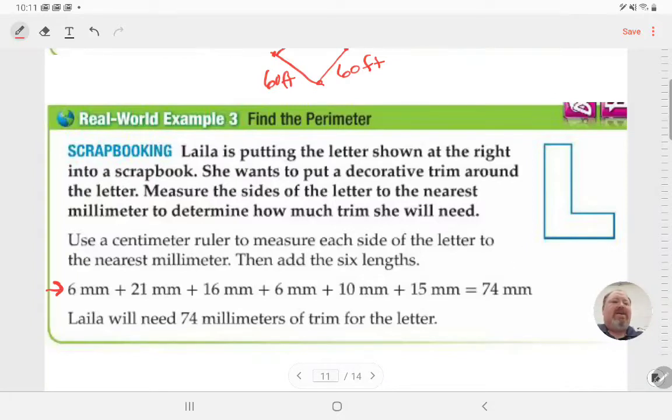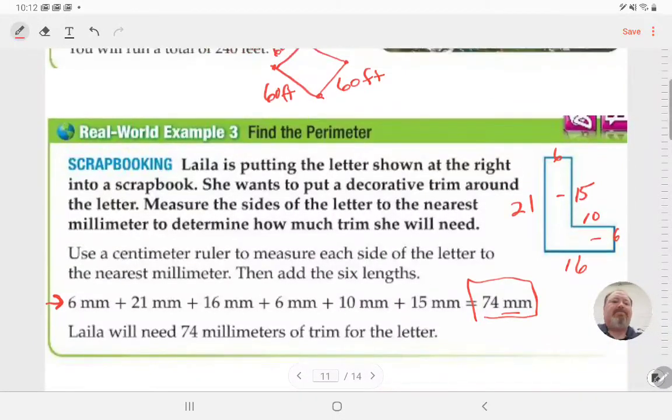The longest side would be 21, and then I know these two sides have to add up to 21, so this would be 15, this would be 6, this would be 16, this would be 10, this would be 6, okay? So that's my perimeter. Now, if I want to know how much trim she needed, I just add all of those numbers together, and I get 74 millimeters. Don't forget the term millimeters, okay? So perimeter is just adding the sides on the outside, okay?